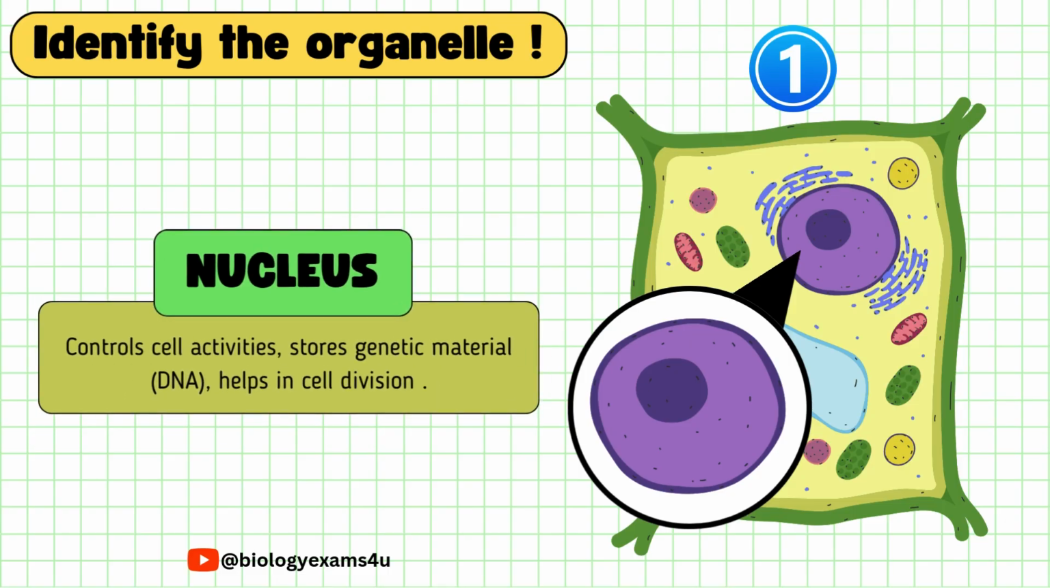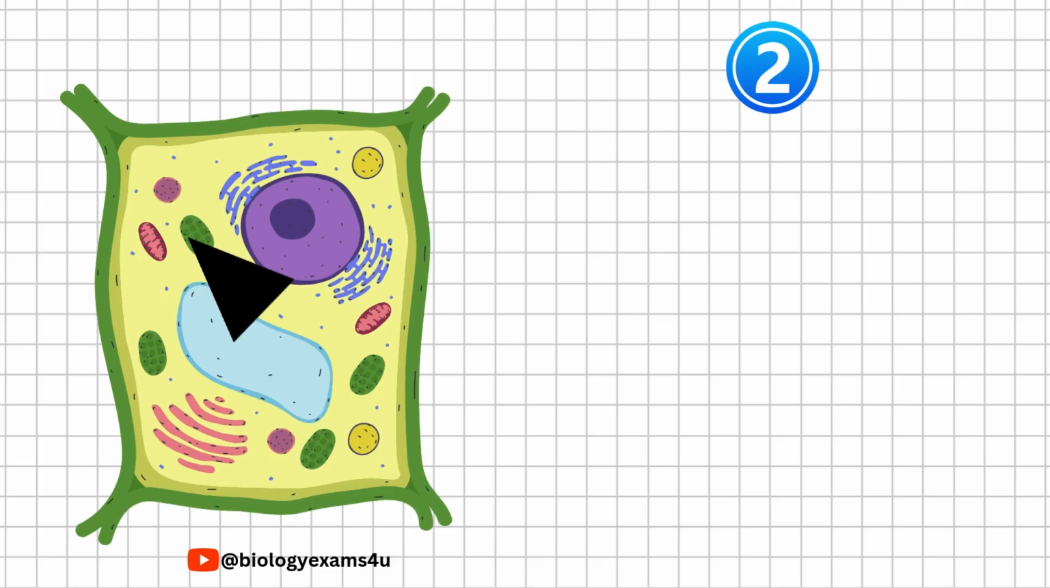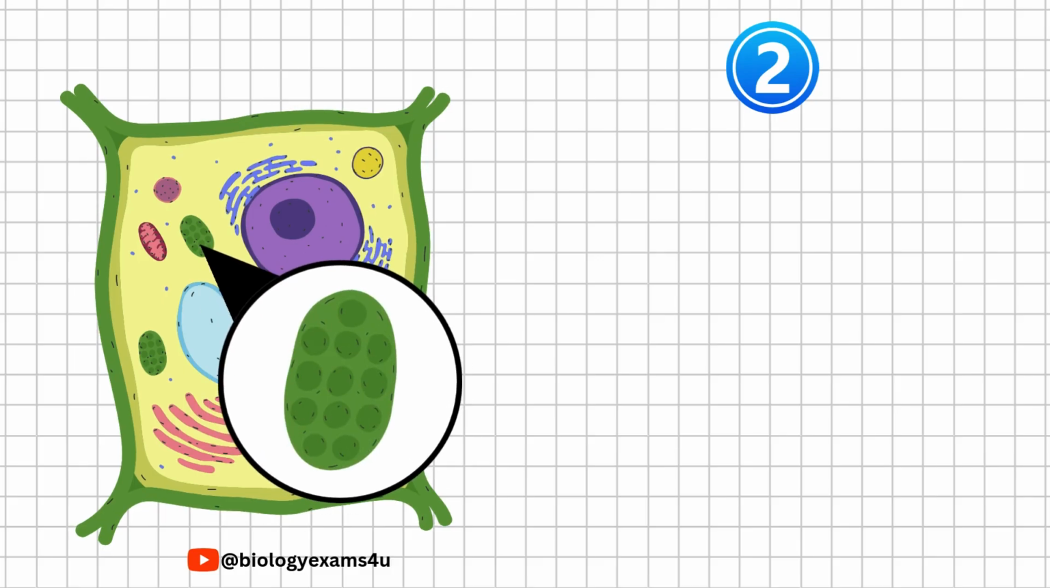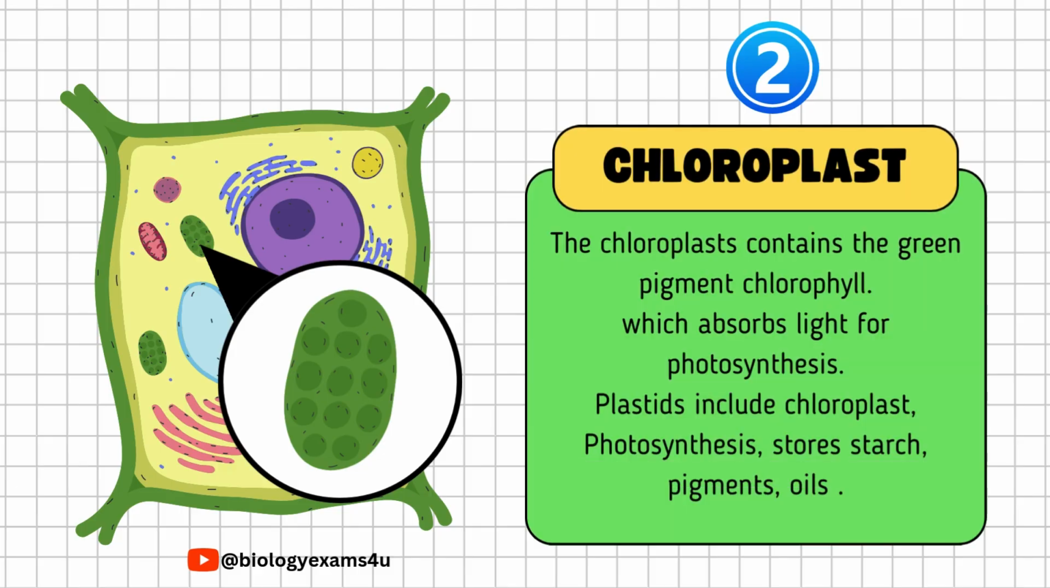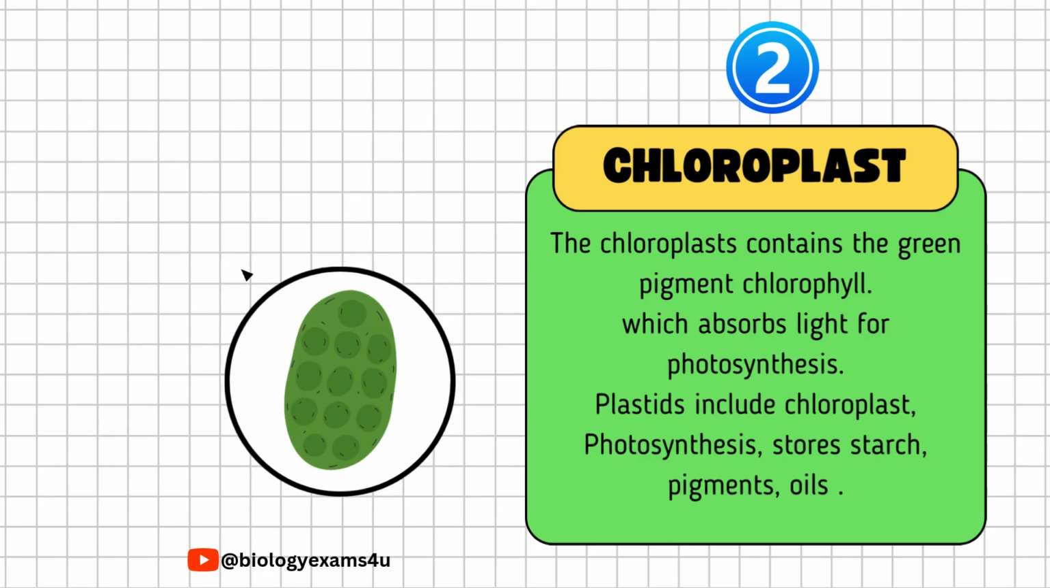The answer is nucleus, which controls cell activities, stores genetic material, and helps in cell division. Question number 2. It is a chloroplast that contains the green pigment chlorophyll that absorbs light for photosynthesis. There are other plastids like leucoplasts that store starch, pigments, oils, etc.